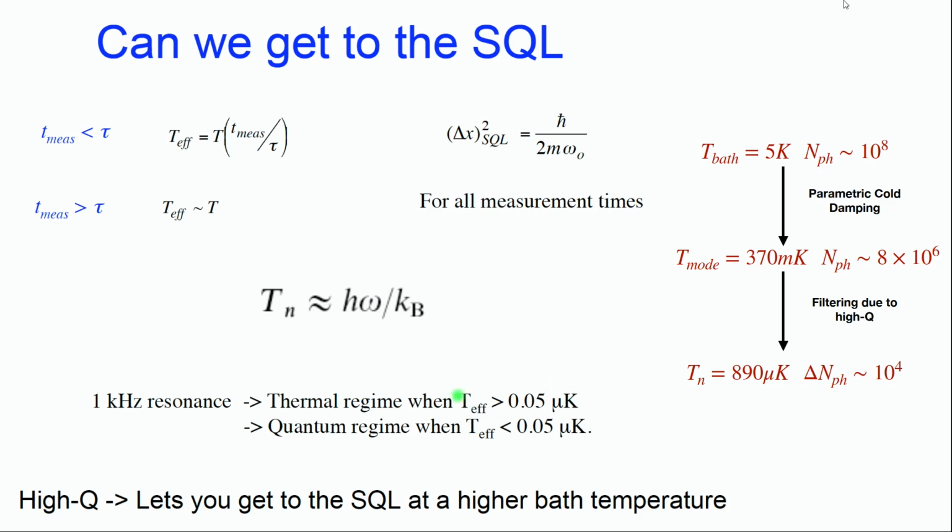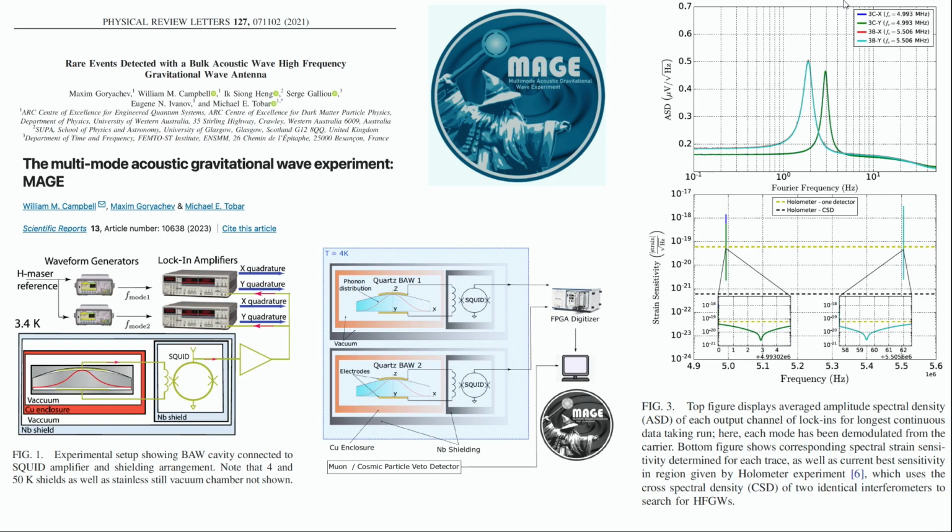If your effective temperature is greater than 0.5 microkelvin, you're above the standard quantum limit. You have to get below. And when you get to the standard quantum limit, you could do all your quantum metrology protocols like QND measurements and stuff. So the high Q lets you get to the standard quantum limit at a higher bath temperature for these experiments. So this is what we're doing now, as you all saw. And the thing about MAGE is we can see the thermal noise much clearer than we could with Niobe, so it wasn't as thin, and it looks quite good.